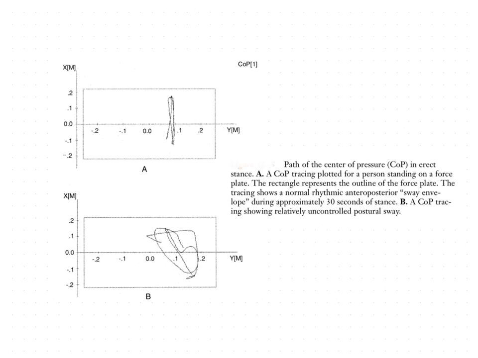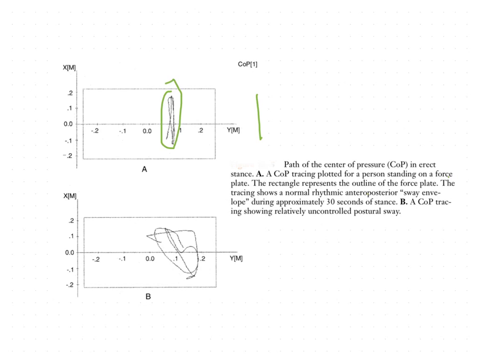When a person is standing on a force plate system, so much of the research on postural control uses the pattern of displacement of the COP to evaluate the effects of attentional demands as well as perturbations on a standing posture. Here, if you see the first graph, this is the path of the center of pressure in erect stance. A COP tracing plotted for a person standing on a force plate.